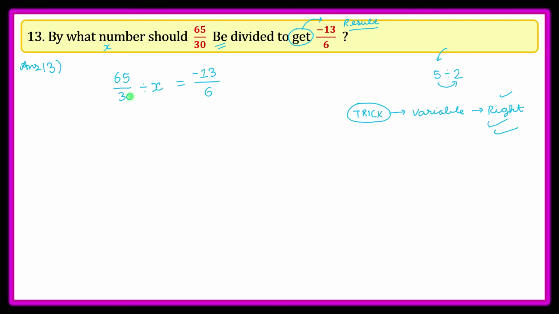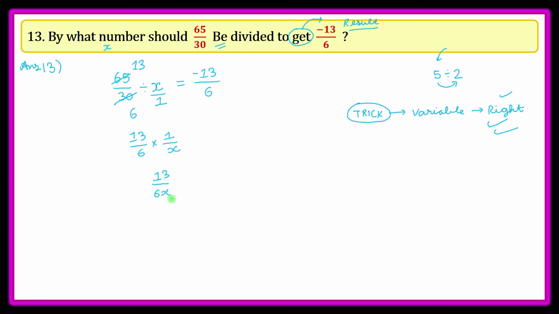So the same thing I have applied here. Now see, we are going to simplify 65 upon 30 by 5. So 13 into 5 would be 65 and 6 into 5 would be 30. So 13 upon 6 divided by x. So see, we can write x as x upon 1 also. And when I divide a fraction by another fraction, I am going to take its reciprocal like this, and the division sign will change to a multiplication sign. So now see, the left hand side becomes 13 upon 6 into 1 upon x. So it will be equal to 13 upon 6x, right?